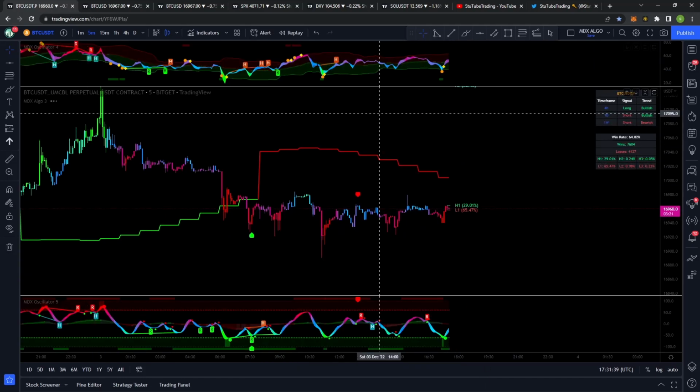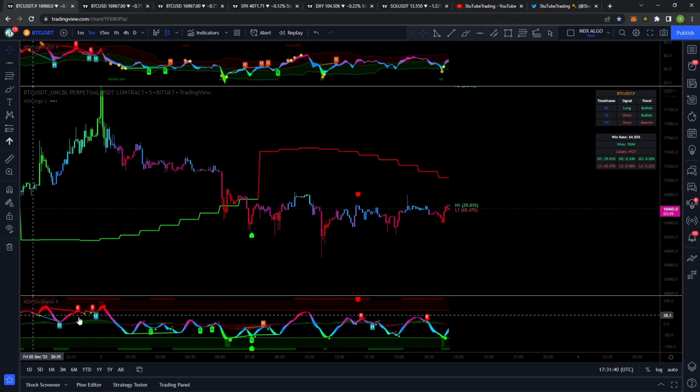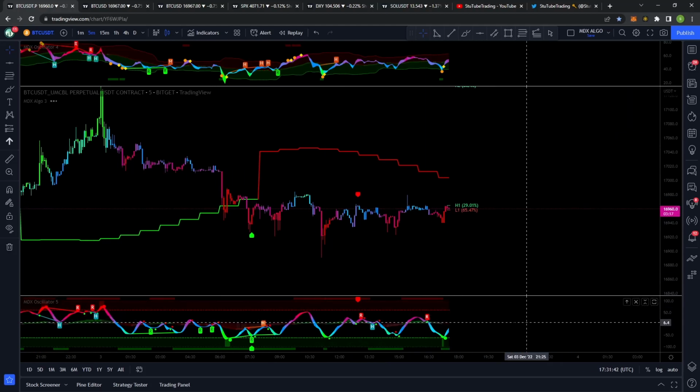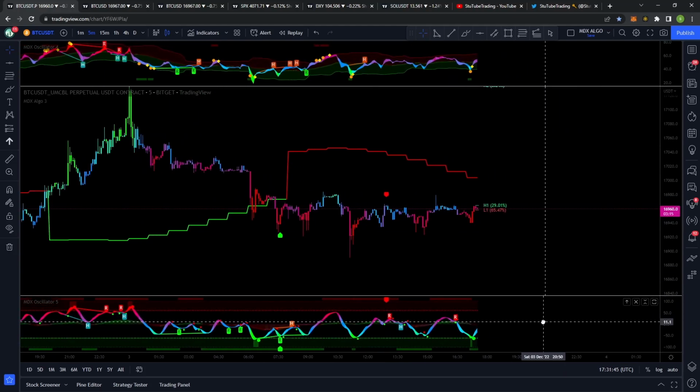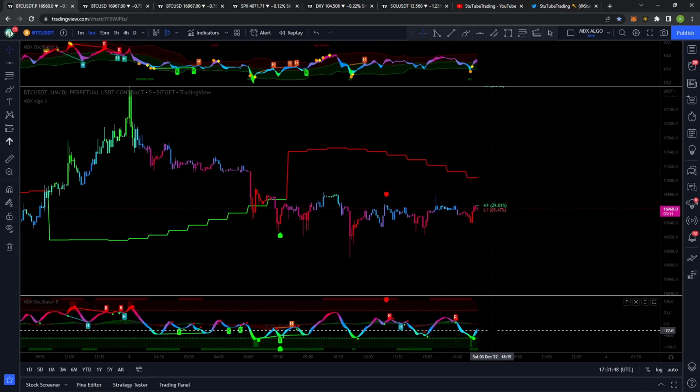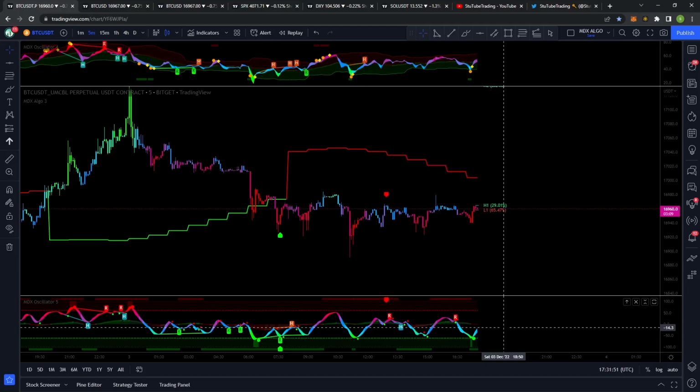Just going to go over the Oscillator 5 next. This is probably my favorite indicator, to be honest. So I've always been a fan of using the RSI. That's basically the only other indicator I've used in the past, a whole lot anyways, constantly. I've used it basically since I started trading, and I still look at it all the time.